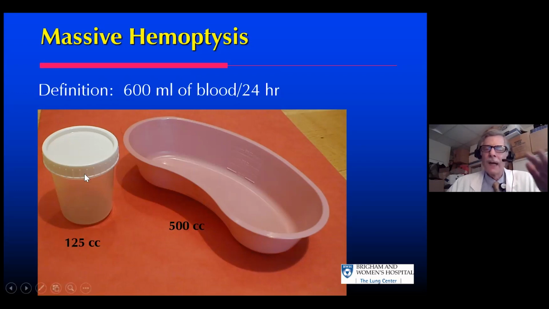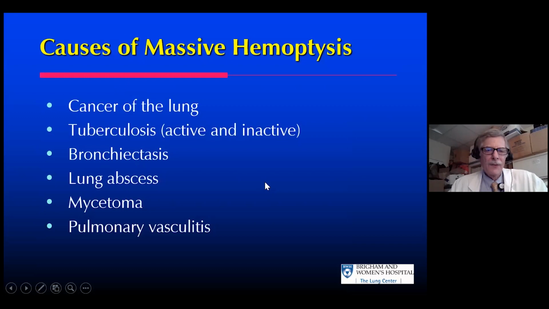Very scary. And I remind you that that's our arbitrary definition of massive, but if someone has underlying lung disease and respiratory compromise, then even smaller amounts can be life-threatening. So thinking about the etiology of massive hemoptysis, I think top of the list nowadays is cancer of the lung. In addition, tuberculosis, where the whole cavity might let loose and bleed. Bronchiectasis, lung abscess, mycetoma, and pulmonary vasculitis kind of head our list.